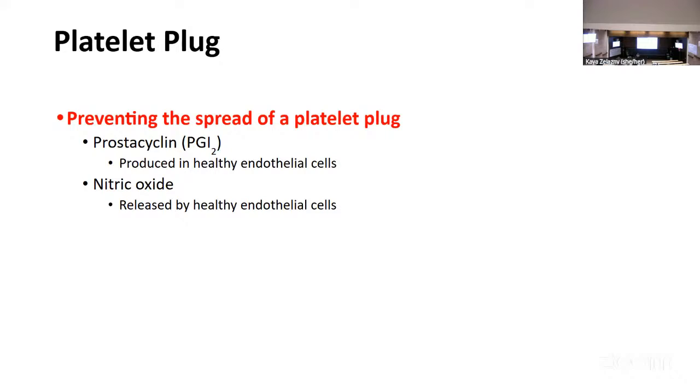So our endothelial cells in that layer of the blood vessel, the ones that are healthy, the ones that are undamaged, where we don't have exposure of the subendothelium, are always going to be producing a little bit of these two molecules. So we got prostacyclin and we have nitric oxide. And both of these are going to inhibit this process of platelet plug formation.